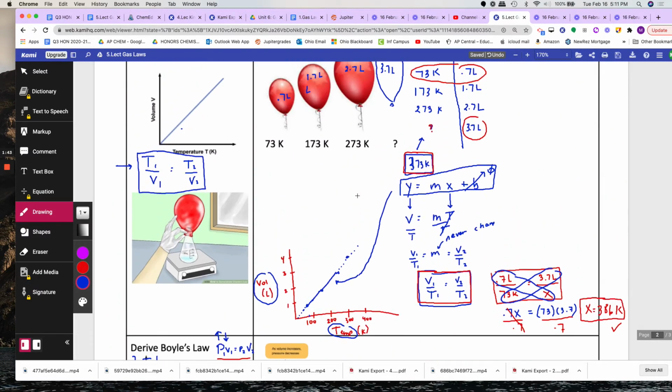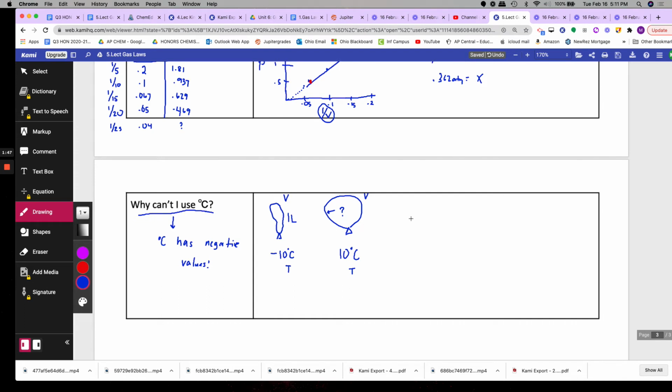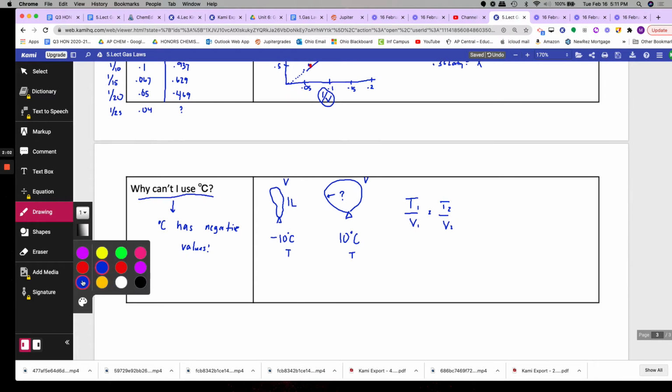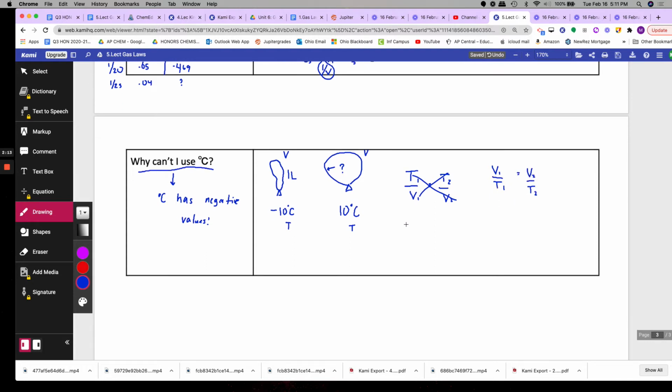Charles' law is a direct relationship, V1 over T1 equals V2 over T2. The book uses the V on the top, and you'll get the same answer. So the V is 1 liter initially, and the temperature is negative 10 degrees Celsius, equals the next volume, which is unknown, so that's X, and it's at a hotter room, 10 degrees Celsius.